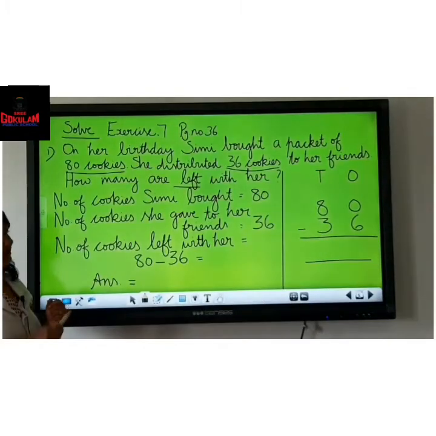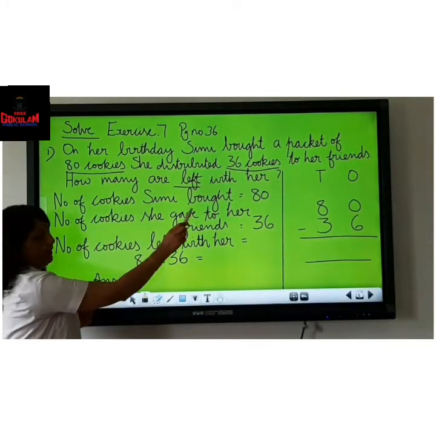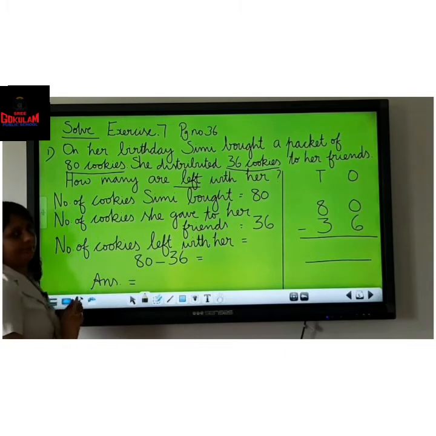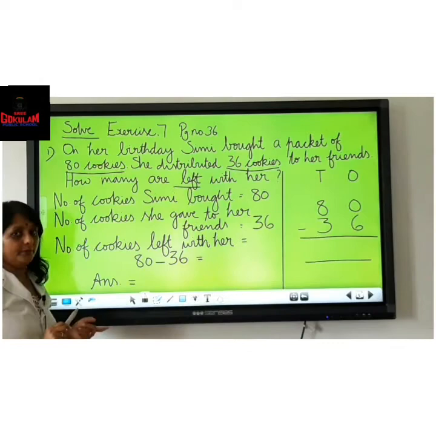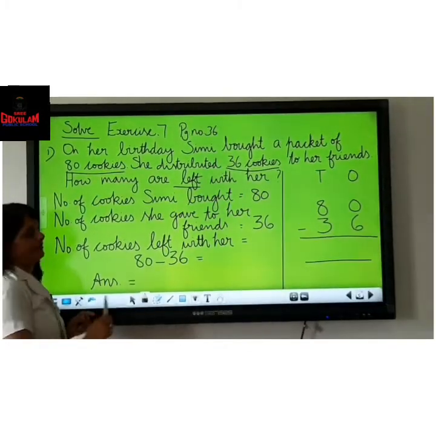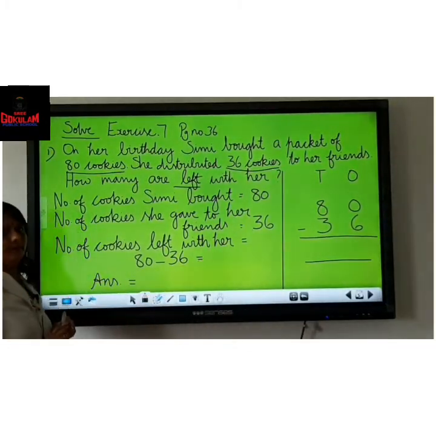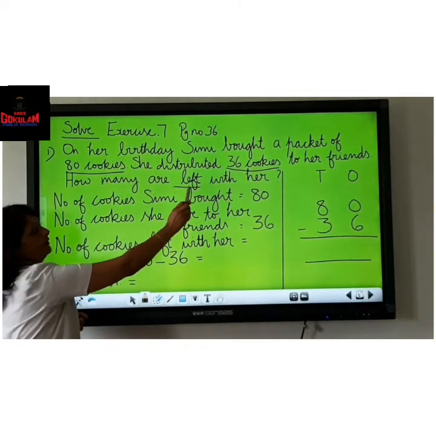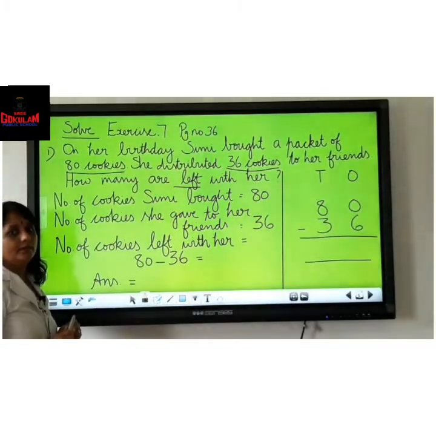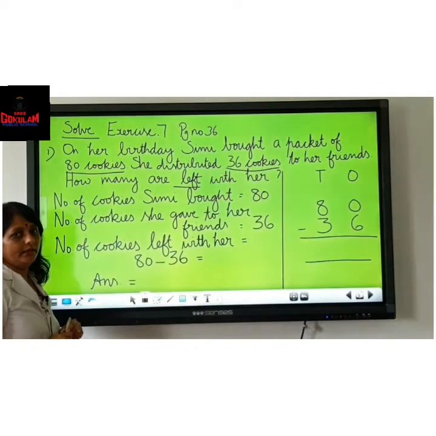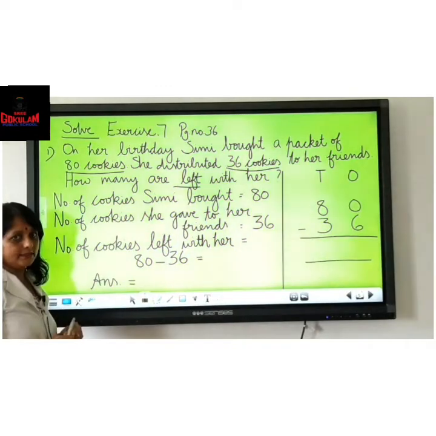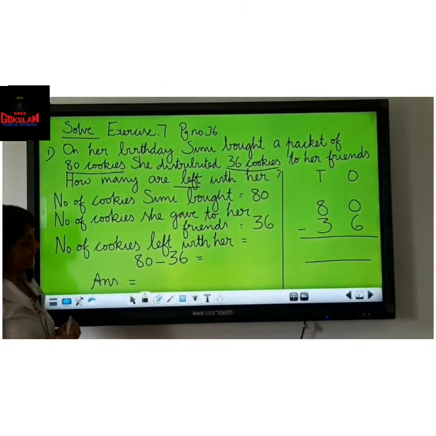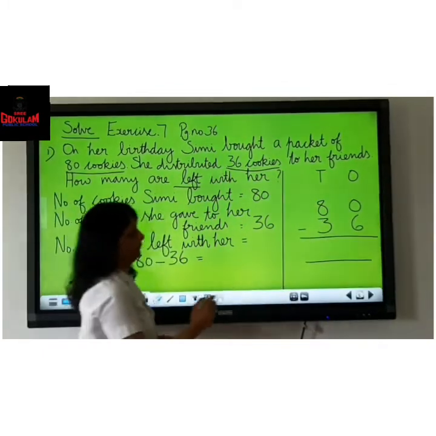Let us write the statements. Number of cookies Simi bought 80. Number of cookies she gave to her friends. She distributed or she gave it to her friends. 36. How many are left? Left. So we have to subtract in order to find the answer. We have to subtract 36 from 80. Let us find out what is 80 minus 36.